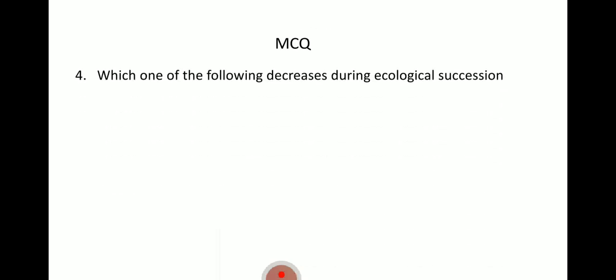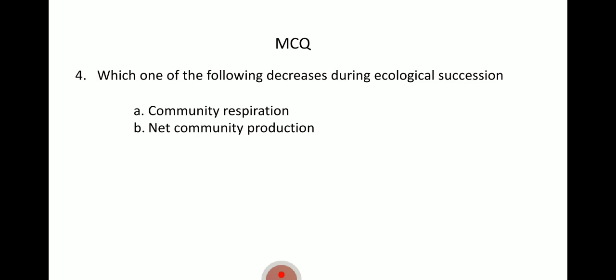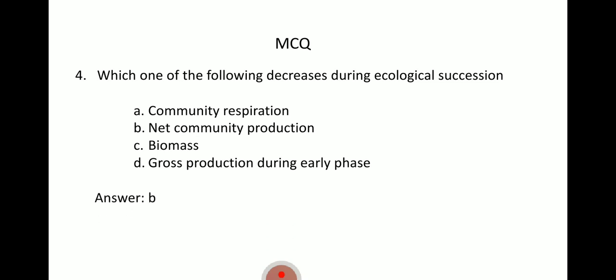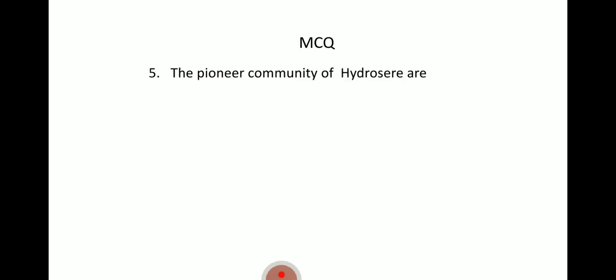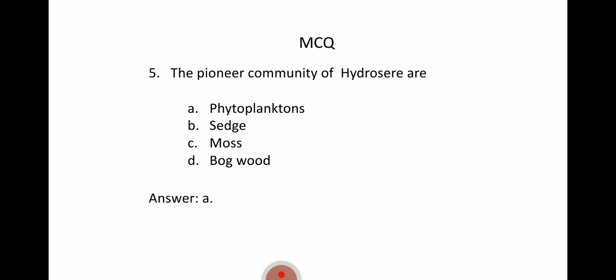The fourth one, which one of the following decreases during ecological succession? Options are community restoration, net community production, biomass, or gross production during early phase. The answer being option B, that is net community production. The next question, the pioneer community of hydrosere are, options are phytoplanktons, sedges, mosses, or bogwood. So the answer being A, that is phytoplanktons.